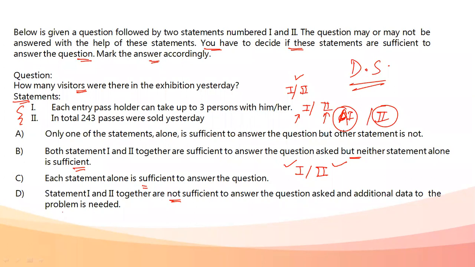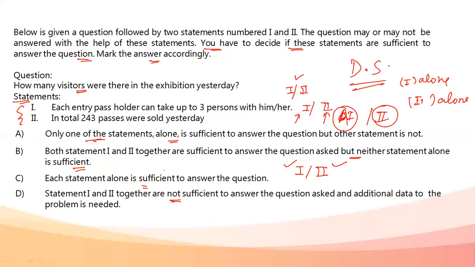Sometimes they give one more option as E. In that case, what they do, they just expand these options, like only statement one alone is sufficient, or only statement two alone is sufficient. Rest B, C, and D, these three remain the same. Just this first statement, only one of the statement alone is sufficient, it is expanded as only statement one alone is sufficient, or only statement two alone is sufficient. This expansion they do. Other than that, B, C, and D, they remain the same.